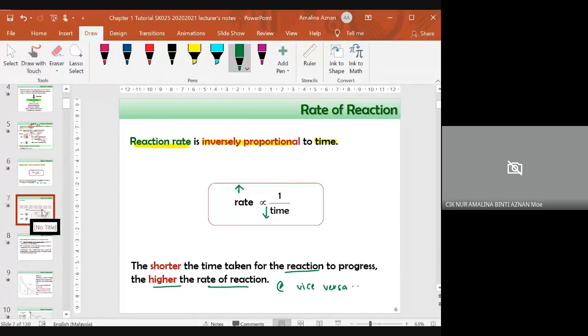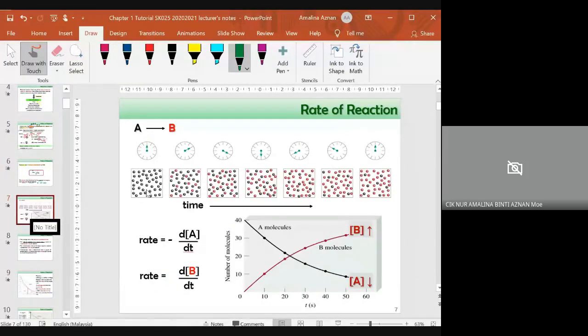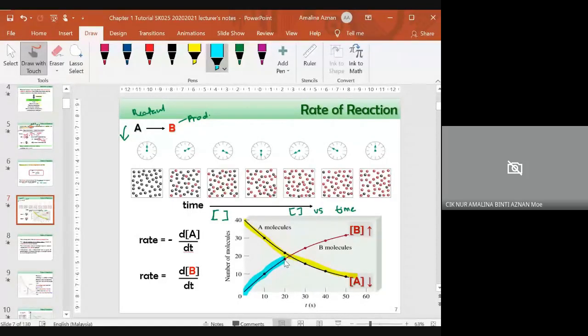Okay, so we will look at this by referring to this graph. For the graph, usually it is number of molecules or concentration. Normally we will deal with the concentration versus time graph. So as time increases, your reaction goes from A, your reactant, to producing product B. Your particles or molecules of reactant A will decrease, and the number of molecules of product B will increasingly be produced as time increases. So that is why you will come across this graph. You can see A decreases as time increases, concentration of A decreases. And for B, as time increases, for example 10 seconds, the concentration of B increases. Another 10 seconds, it increases again.